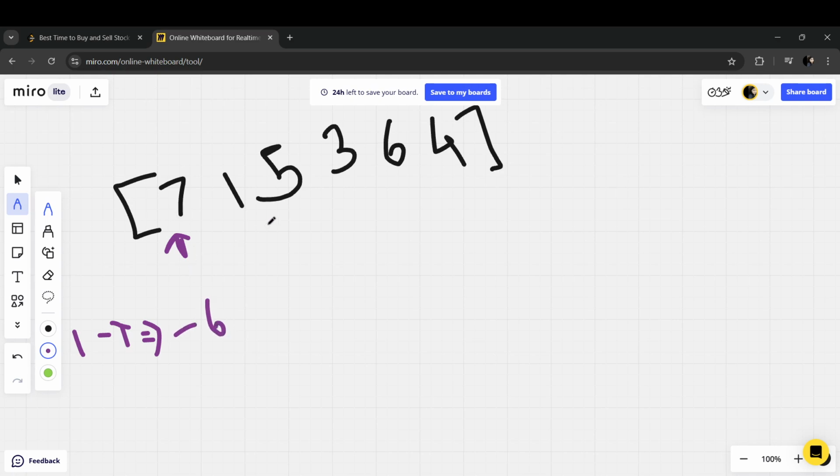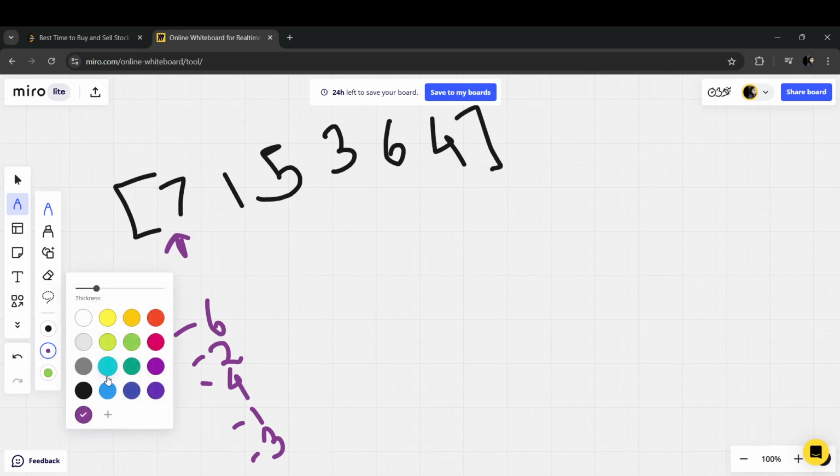Then from 7 you sold at 5, again you have a minus 2 profit. From 7 you sold at 3, you have a minus 4 profit. From 7 you sold at 6, again minus 1 profit. It's not profit, it's basically going at a loss, right? And from 7 sold at 4, you have a minus 3 profit. That means basically a loss.